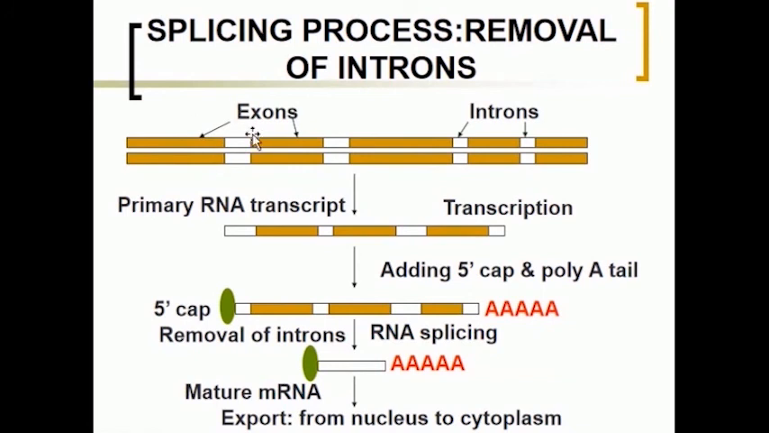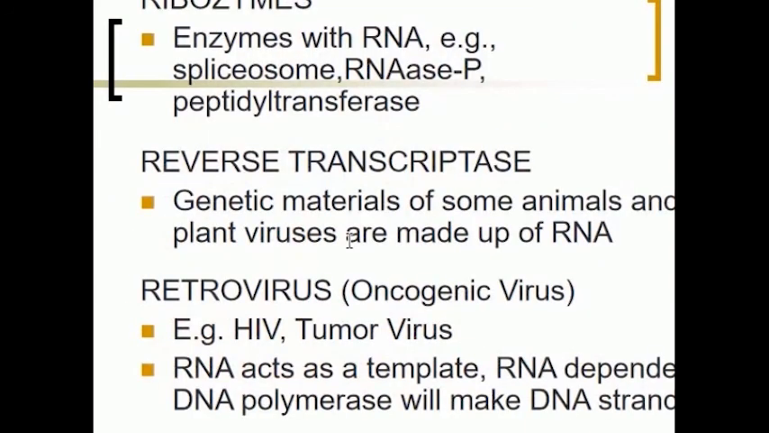So what we have to do is remove the unwanted introns and join the actually needed exons. That is what is happening in post-transcriptional modification. See here, these white colored regions are the introns. So this is a primary transcript. I told you the one that is synthesized from the DNA is called the primary RNA transcript, which is made up of both introns and exons.